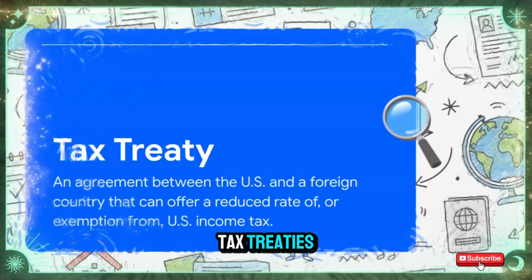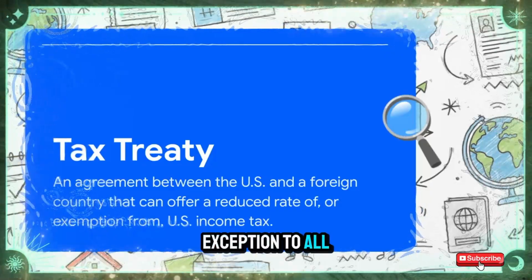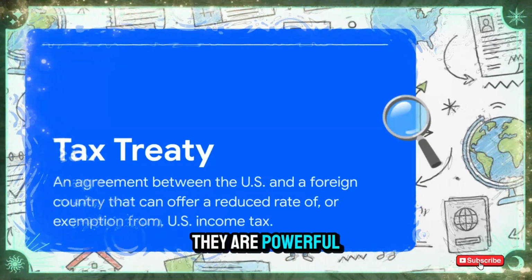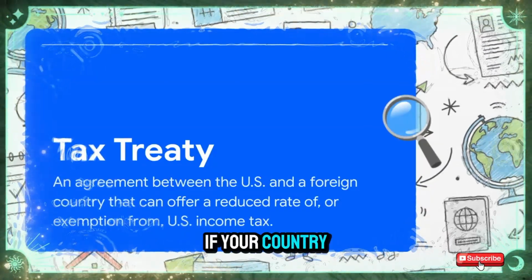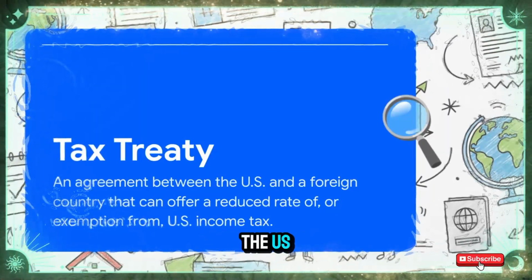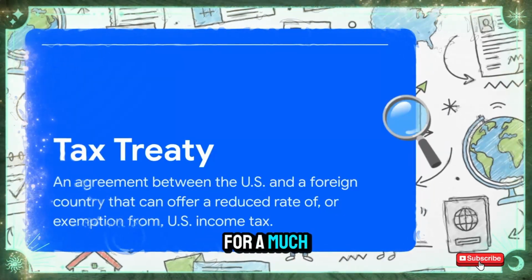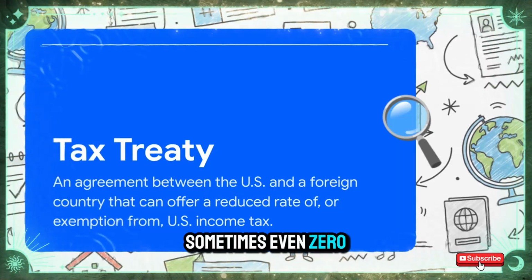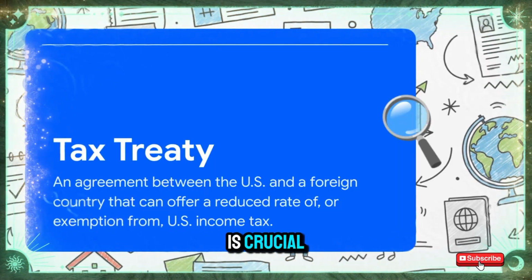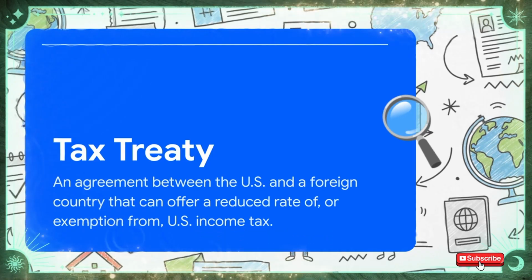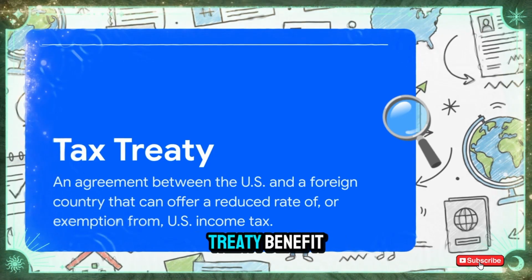Now, tax treaties are a huge exception to all these standard rules. They are powerful overrides. If your country of residence has a treaty with the US, you might qualify for a much lower tax rate, sometimes even zero. But, and this is crucial, it's not automatic. You have to actively claim that treaty benefit.